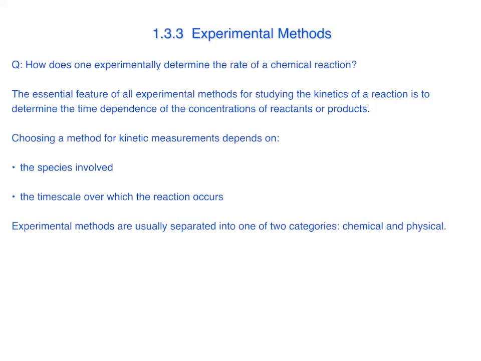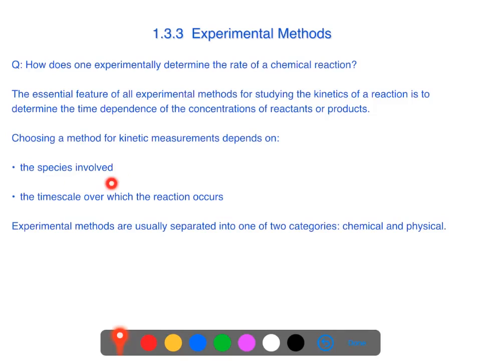And when we choose a method for kinetic measurements, it depends on two things. It first depends on the species involved, and secondly, the time scale over which the reaction occurs. With respect to the species involved, it's important that we choose an experimental method which allows us to easily detect that change in concentration for a particular reactant or product. And with respect to time scale, we want to ensure that the experimental method we choose can follow that change in concentration in real time.